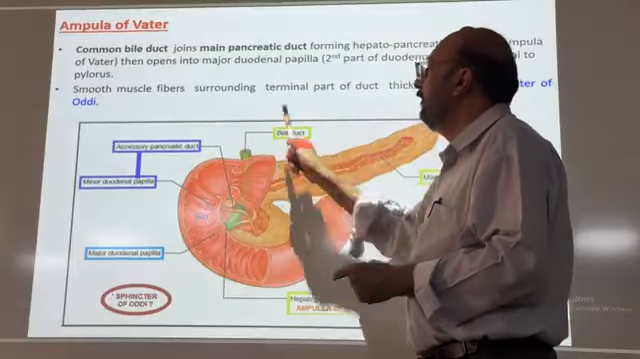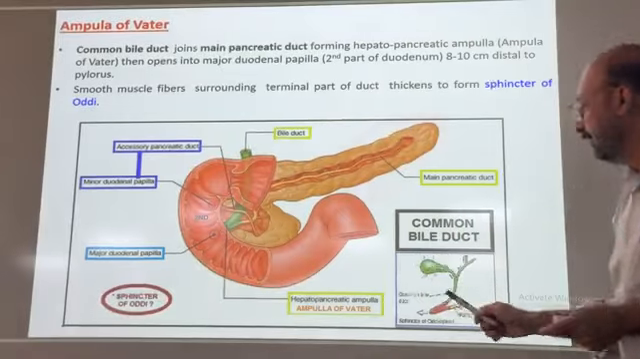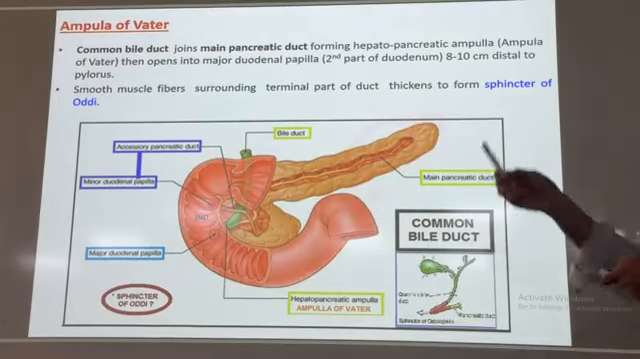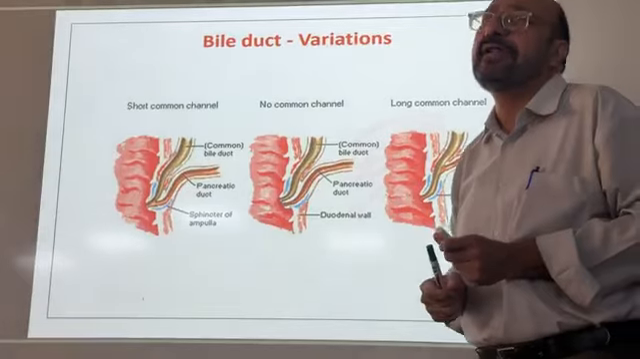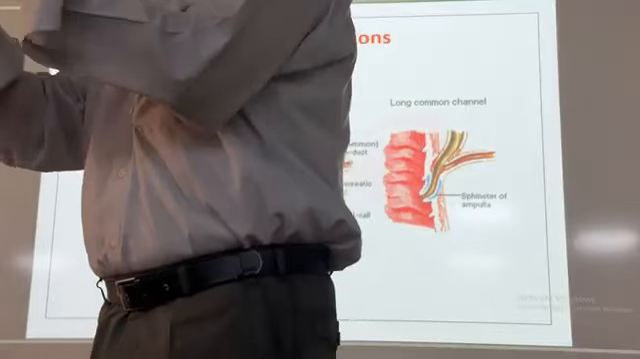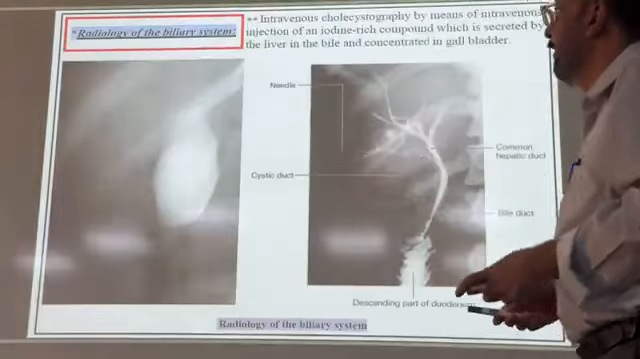Smooth muscle fiber surrounding the terminal part will make a sphincter known as the sphincter of Oddi, like this, sphincter of Oddi. Controlled by sympathetic and parasympathetic systems. The bile duct also can have variations: length, size, dilatation, connection. So they can have a lot of variations.